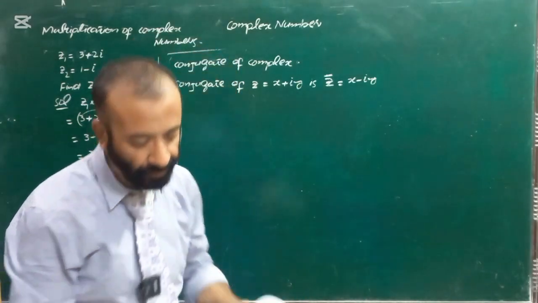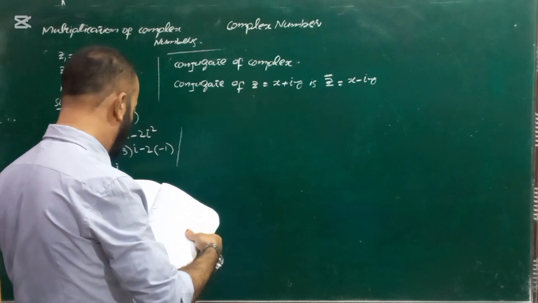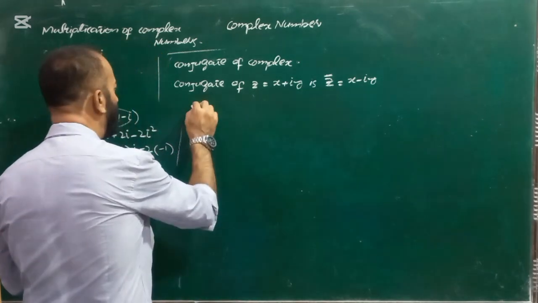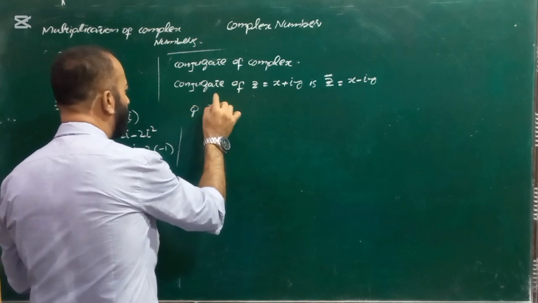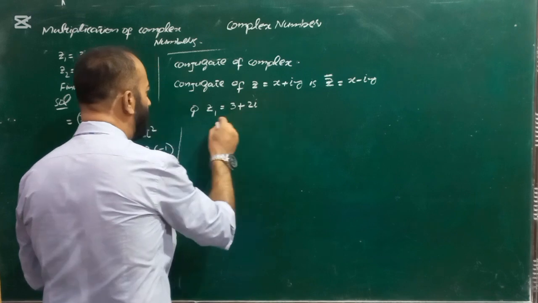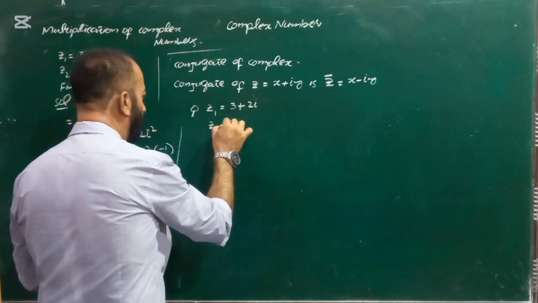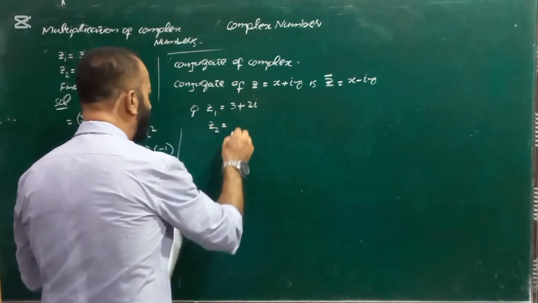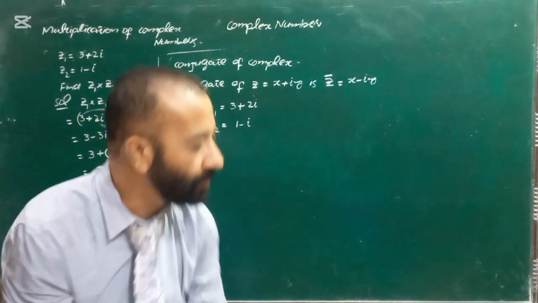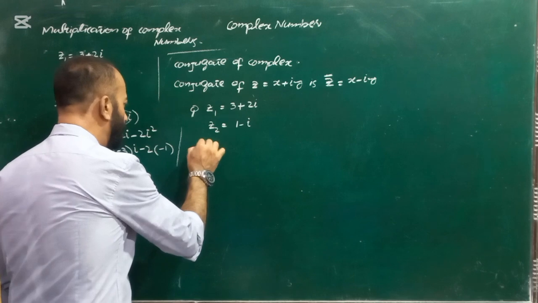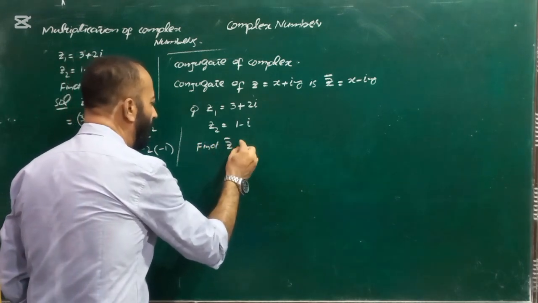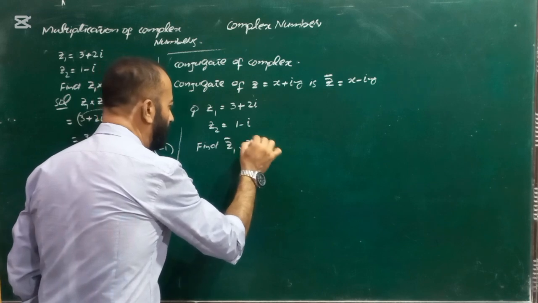For example, here is a question. Z1 is equal to 3 plus 2 iota and Z2 is 1 minus iota. And the requirement is to find their conjugates, meaning Z1 bar and Z2 bar.